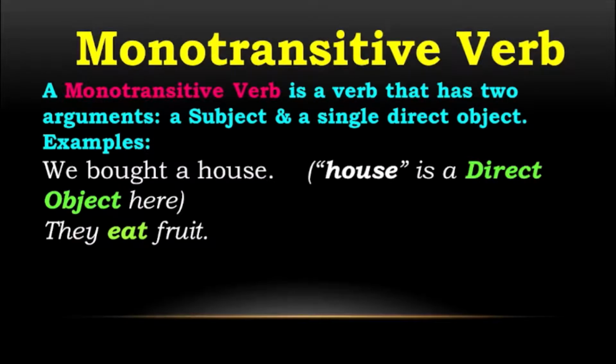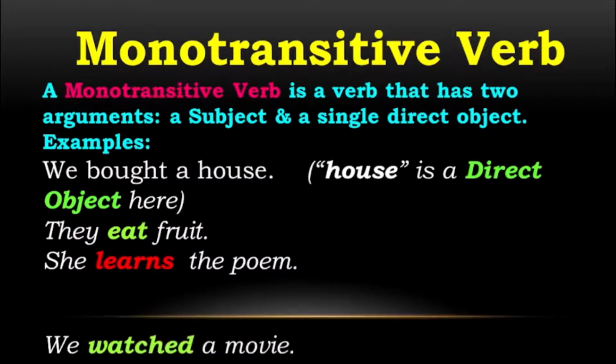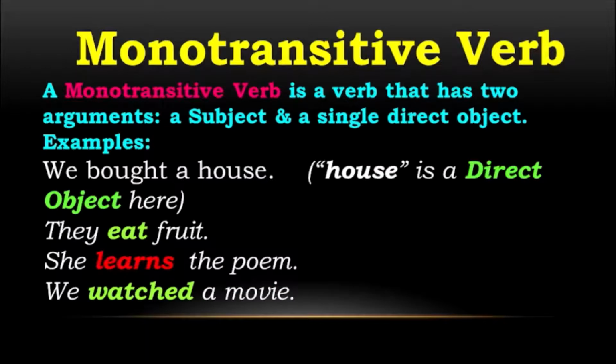They eat fruit. She learns the poem. We watched a movie. Here we have eat, learns and watched as monotransitive verbs, and fruit, the poem, movie and house are direct objects. Okay?